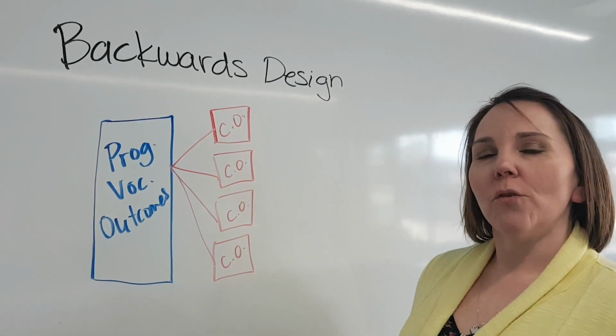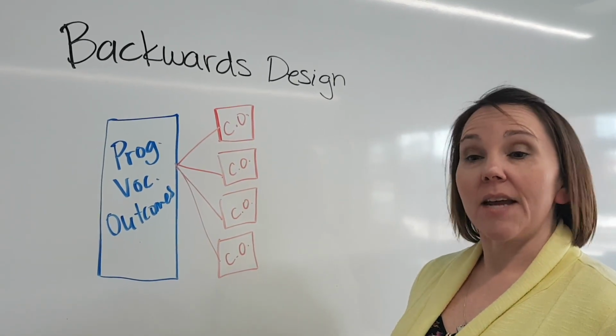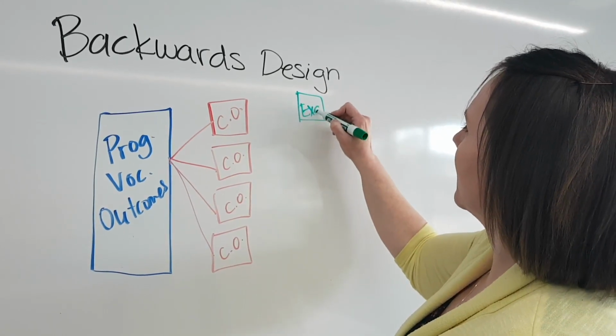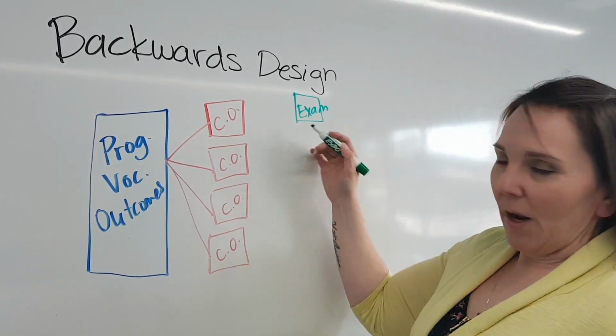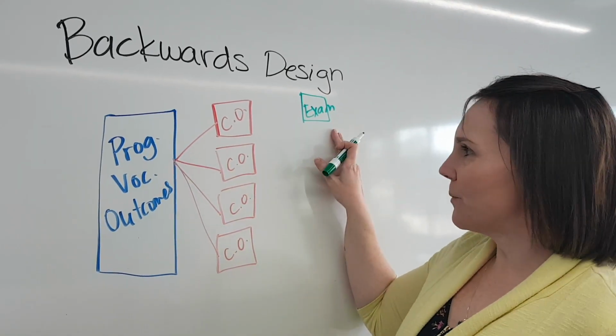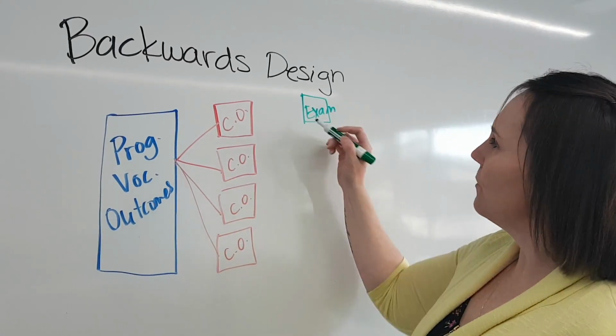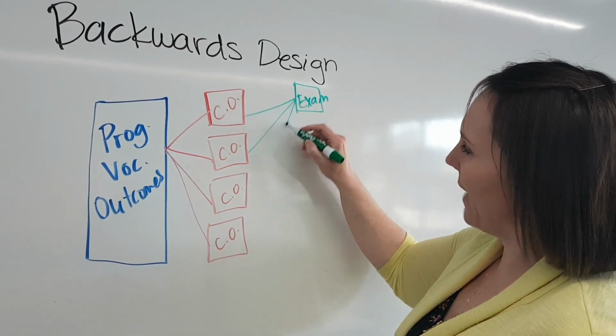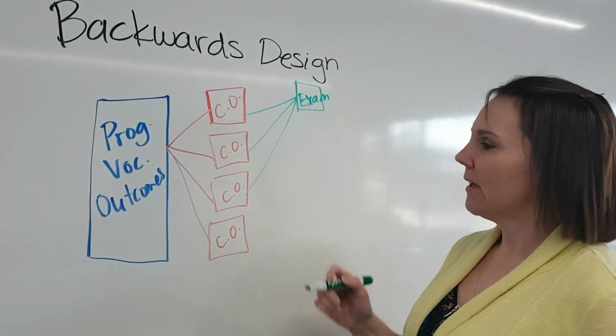So maybe I already know that I want to have the students have an exam at the end of the semester. So here I might say exam. Then I want to align that assessment back to the learning outcomes. So maybe for the exam, I will have exam questions that relate back to only these 3 outcomes.